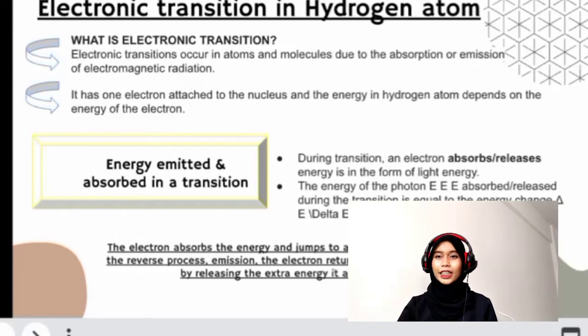Alright, in this topic, energy is emitted and absorbed in a transition. But how? During a transition, an electron absorbs or releases energy in the form of light energy. The energy of the photon E absorbed or released during the transition is equal to the energy change, which we call delta E, of the electron. The short way to understand is the electron absorbs the energy and jumps to a higher energy level. In the reverse, emission, the electron returns to the ground state by releasing the extra energy it absorbed.